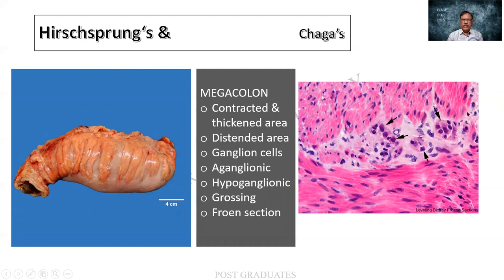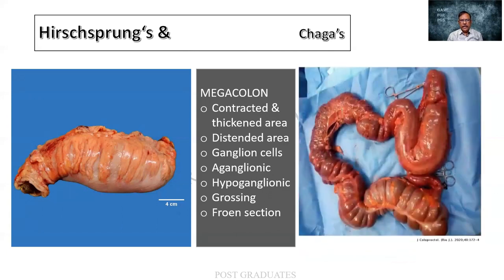Some people do give this as a frozen section, which my professor used to be against. Grossing is important, in which you will be able to identify these sections and report accordingly. In this one, there will be ganglion cells seen over here. I'm sorry, ganglion cells will not be seen over here, and this will be the ganglion rich area.